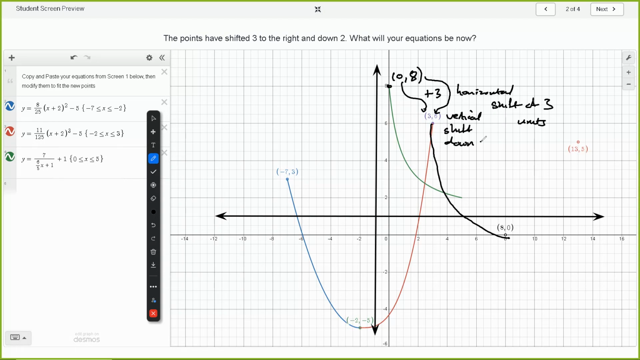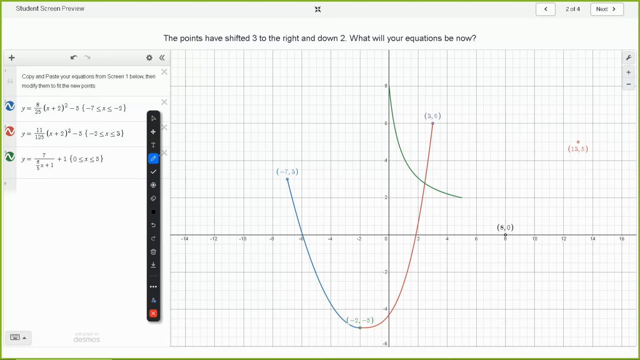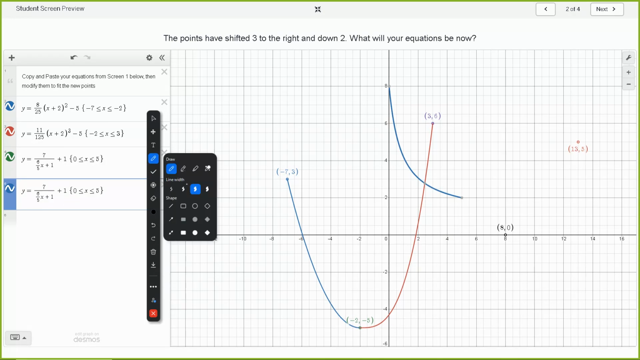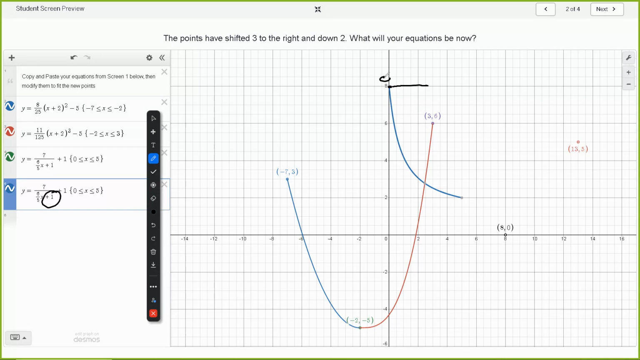Down of 2 units. And so that would mean that if I repaste this over here, keeping it as the testing ground, remember that my x is my horizontal shift and always goes in the opposite direction. So if I want this point, just that point, to go right from 0 to 3, right? 0, 8 to 3, I'm going to +3, but over here I'm going to -3, which can become -2.